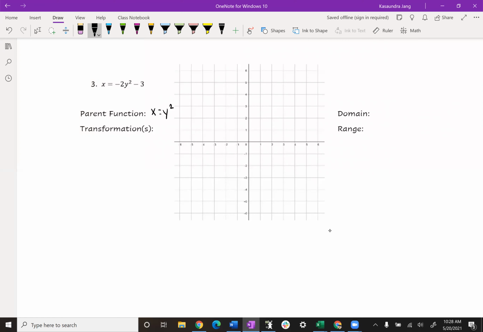So if the y is squared, it's kind of this parabola, but on this side. Let's see, it's facing to the right. Transformations, let's see. I've got 3 different transformations. The negative itself, this is, I should say not vertical. I swapped my x and y, so that's actually going to be a horizontal reflection.